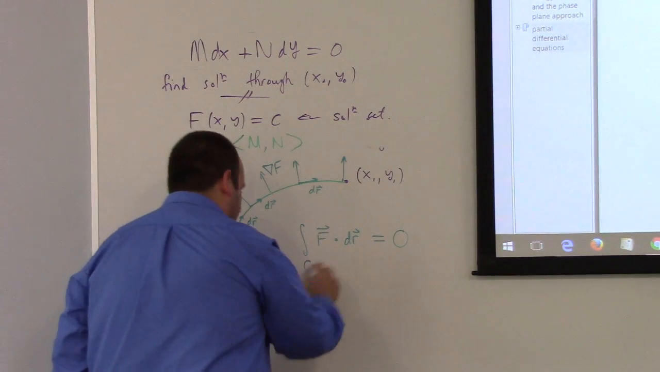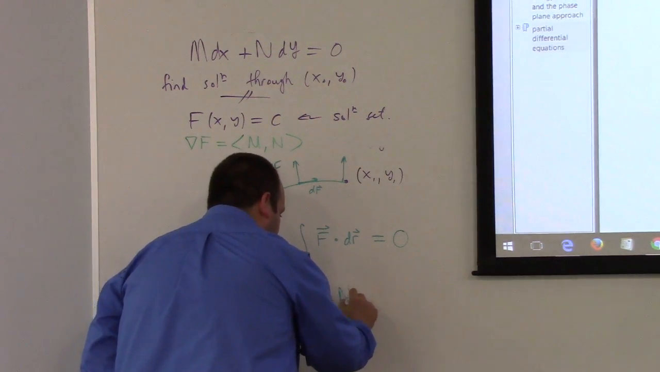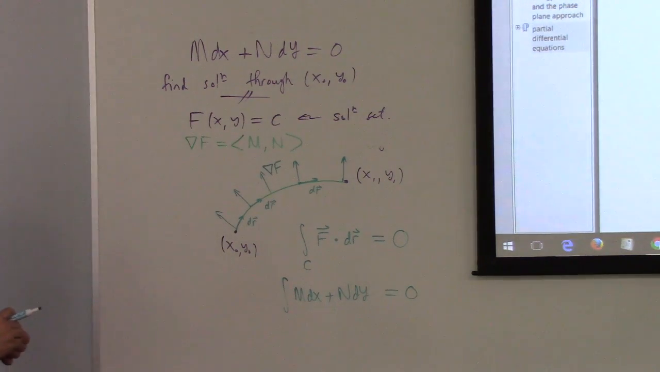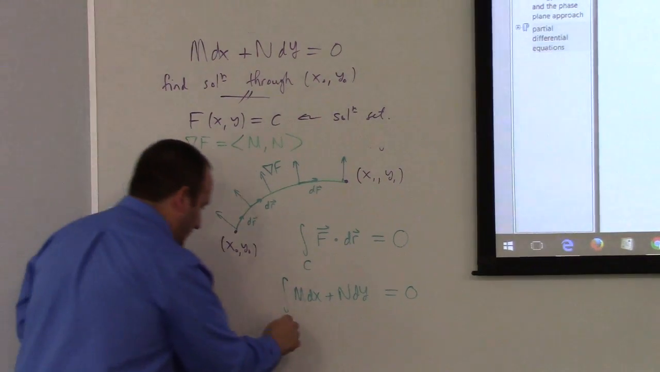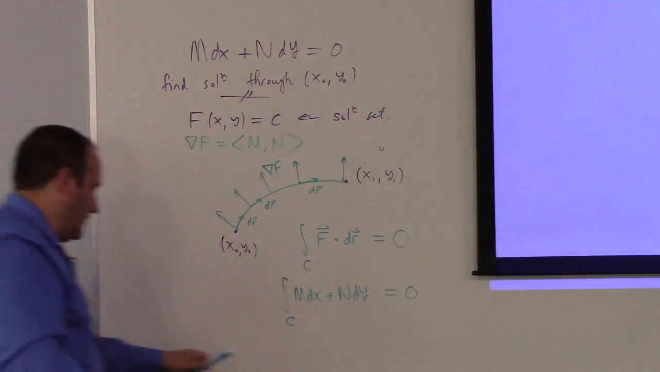But on the other hand, this is what? In differential notation, it's m dx plus n dy, right? So this gives us a pretty sweet identity to derive solutions. I'll show you how it works.